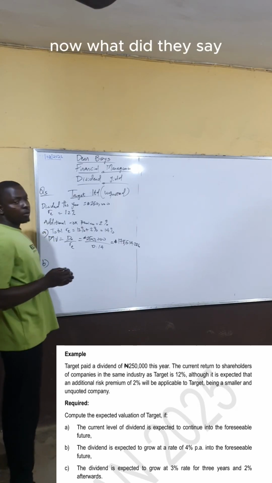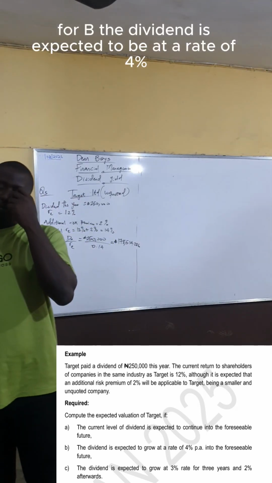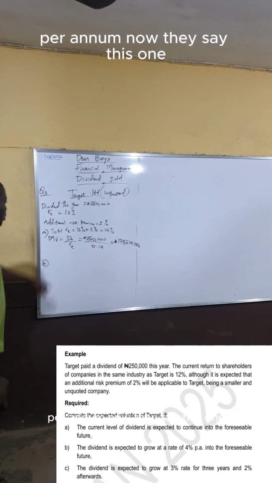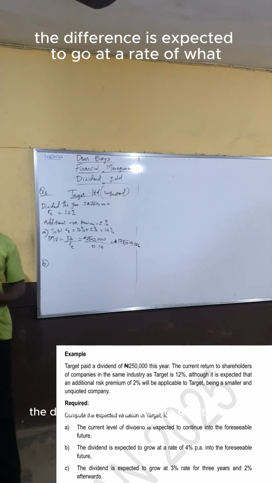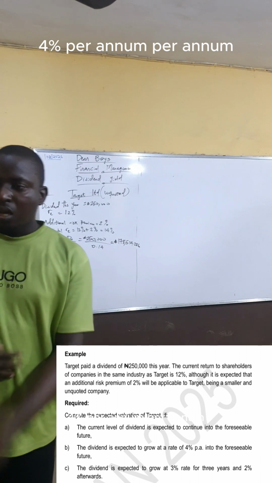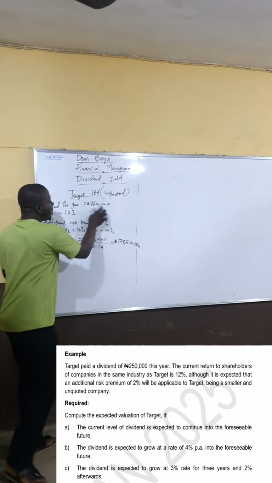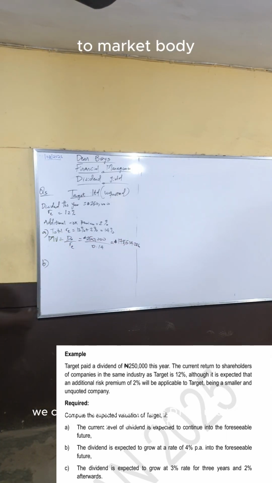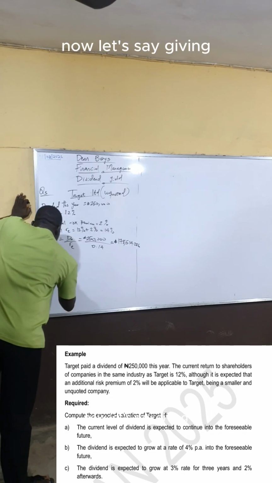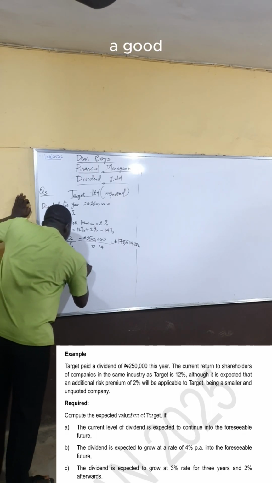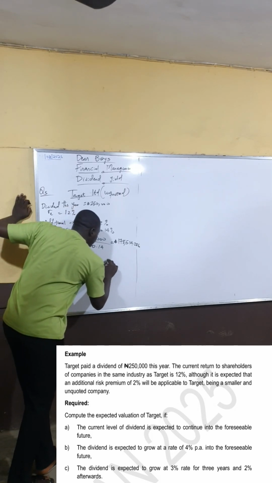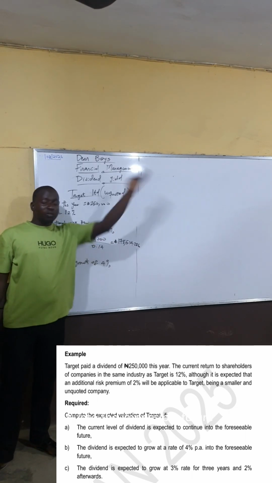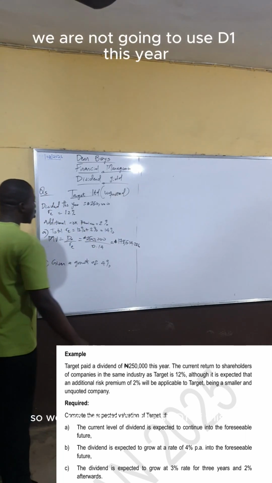For B, the dividend is expected to grow at a rate of 4% per annum. Meaning we cannot use this 250 as our D1. It's D1 we use to get our market value. Given a growth of 4%, they say we will be growing by 4% into the foreseeable future. So we are not going to use this 250.